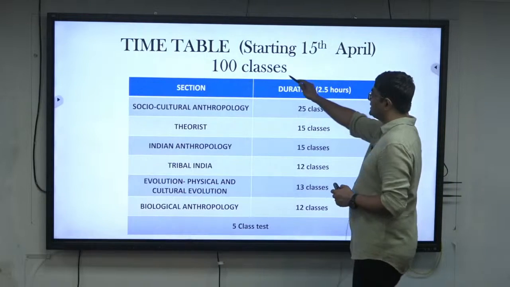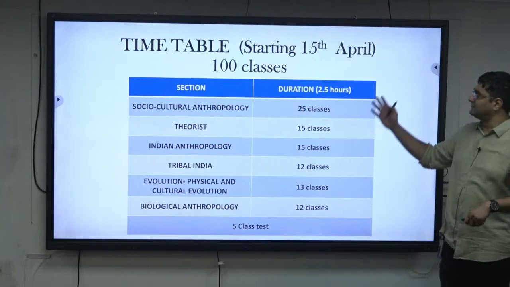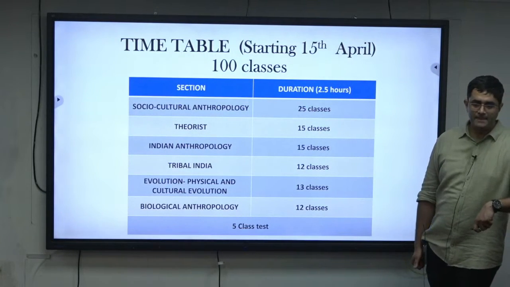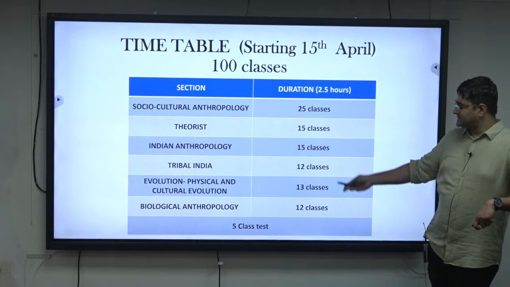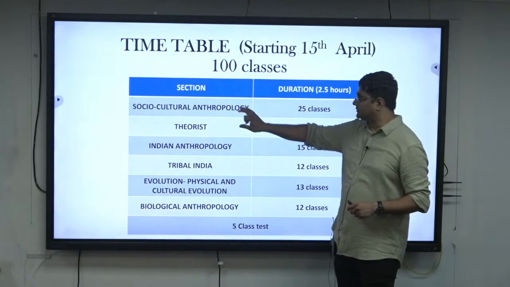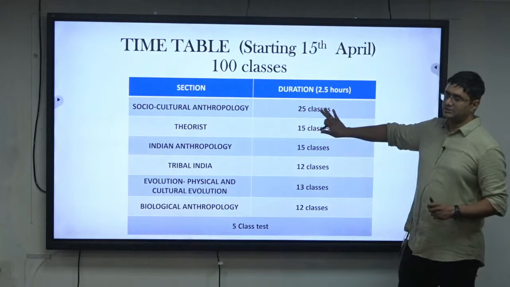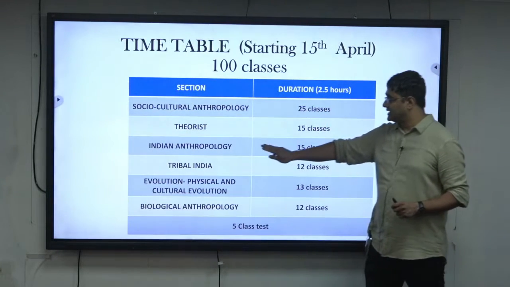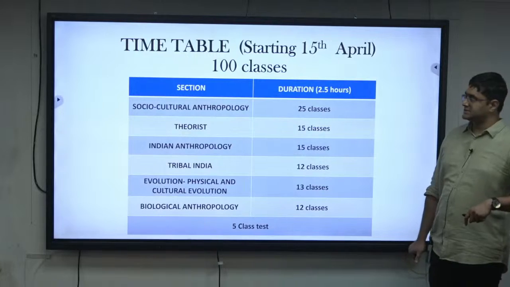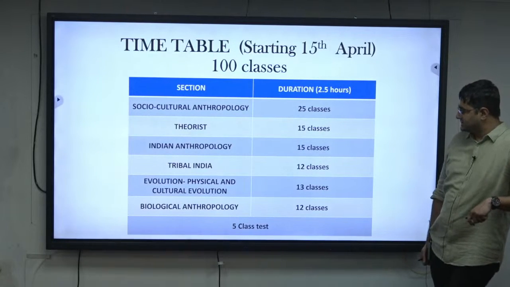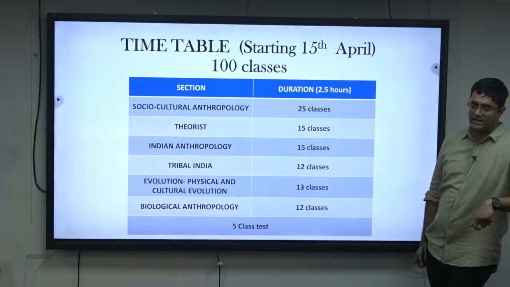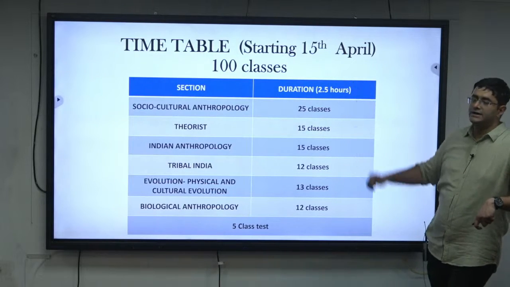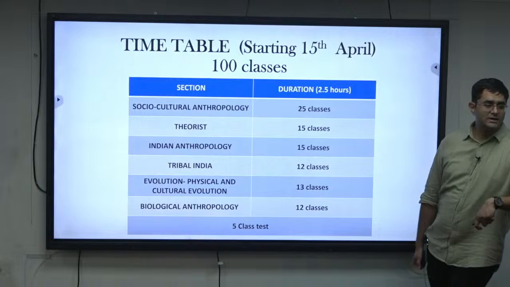And we will try to cover it in 100 classes starting from 15th of April. And this is the timetable, the 5 sections. Socio-cultural and theorists, about 40 classes. Indian anthropology, 15 classes. Tribal, 12 classes. Evolution, 13 classes. Biological anthropology, about 12 classes. So roughly about 100 classes we will be covering anthropology.